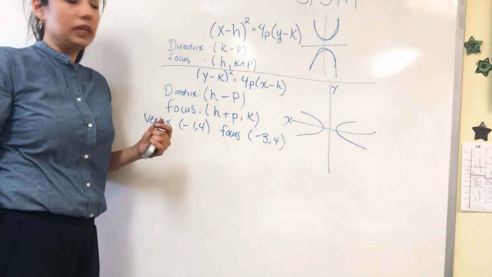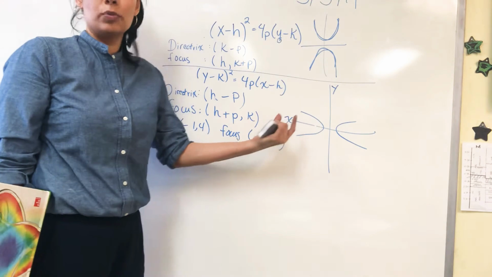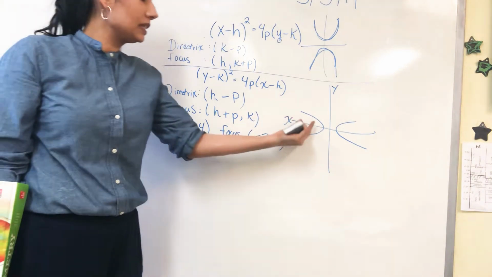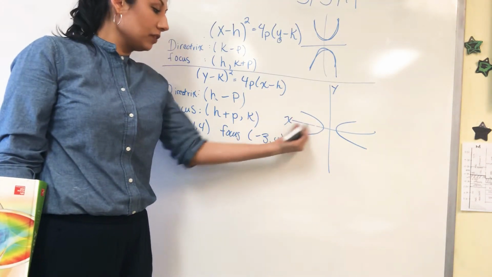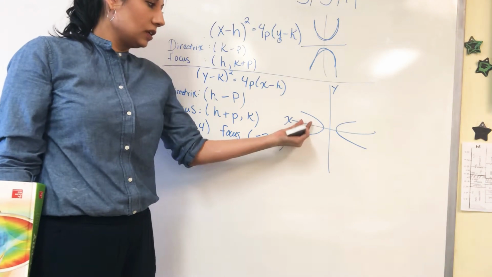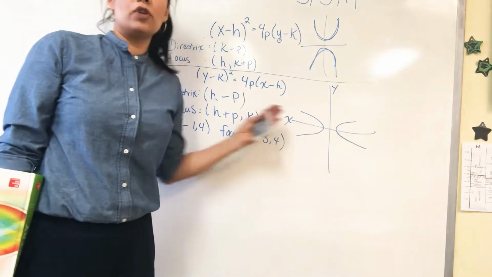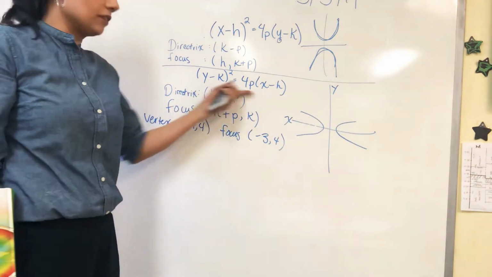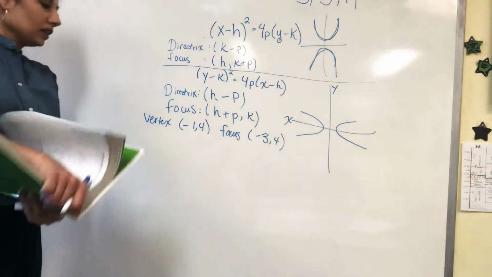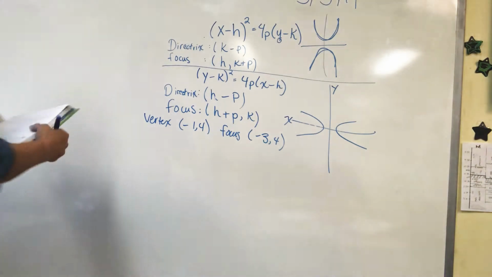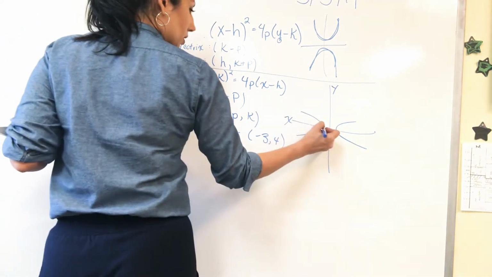It's opening to the left, right? Remember, the focus is inside of the parabola. So if the focus is inside of the parabola and the x is negative, you know it's facing this way. So we're going to be using the formula where the parabolas are facing to the left and right. This one.